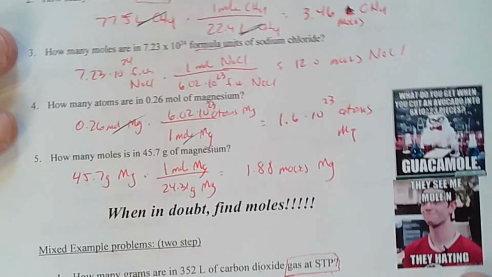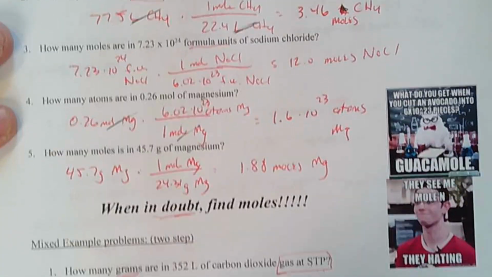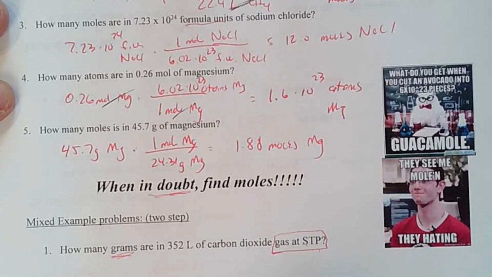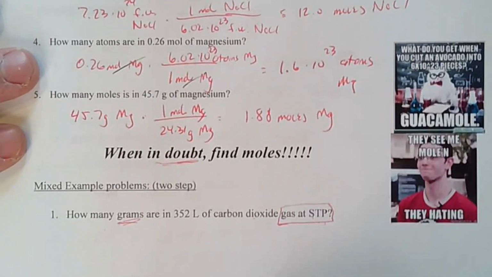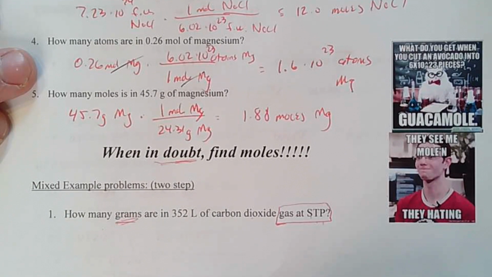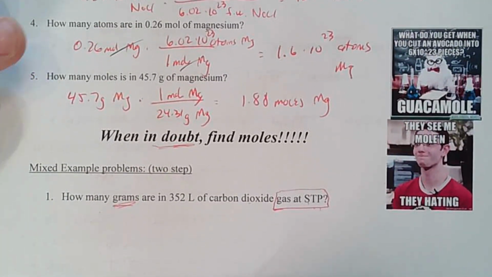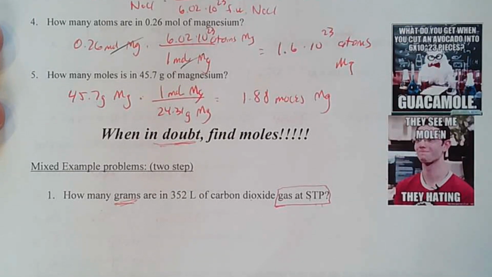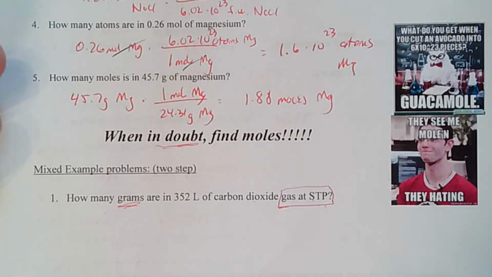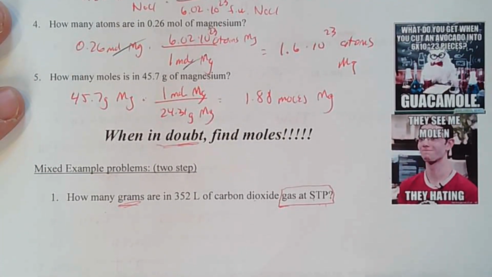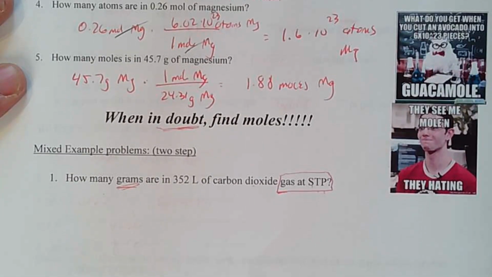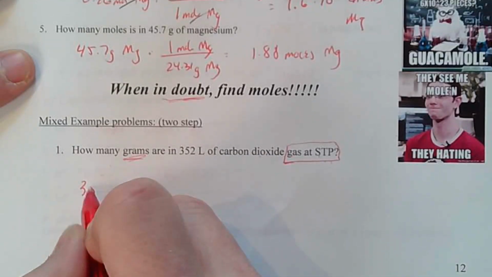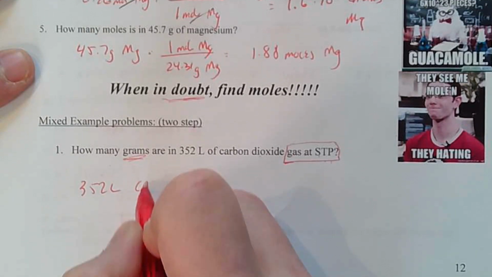If you are not given moles, you're going to have to find moles, no matter what type of conversion you're doing. So as you get more practice with the concept map, you'll realize, wait a minute, if I don't have moles, I'm going to have to find moles and then possibly convert that into something else. So start with 352 liters of CO2.